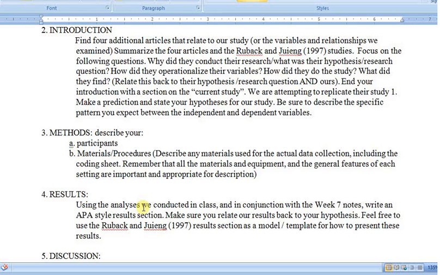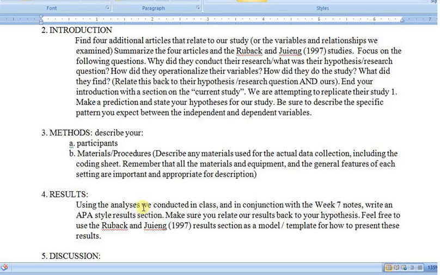Now, for the introduction, you are going to need to have 4 sources other than the target article that is posted on Moodle, the Rubeck and Dwang target article. You want to summarize those articles and put them together into an introduction that leads us from the beginning of we don't know anything down to our hypothesis, which is our prediction that people will take longer to pull out of a parking spot when someone is waiting versus not waiting.